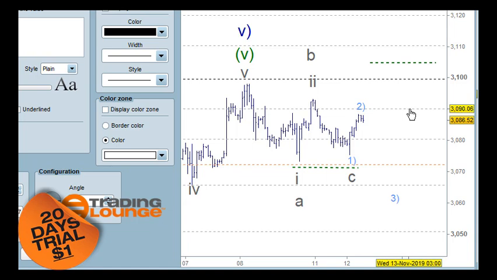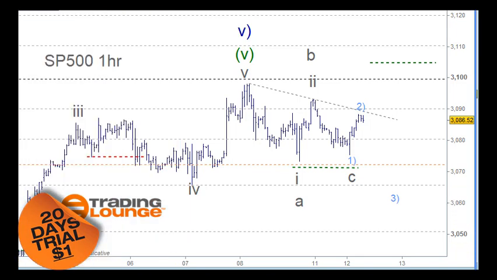If I can find that. Anyway, near enough. Yeah, so obviously there will be some sort of resistance on a trend line coming through here as well, and so on and so on. So that's where we're left with.